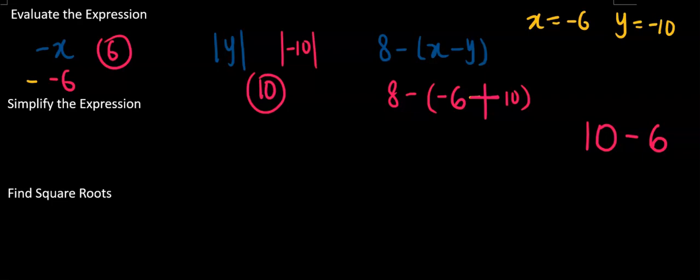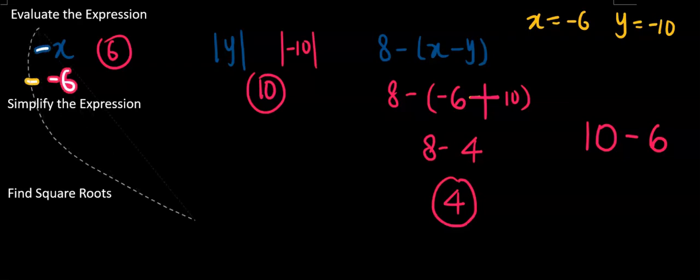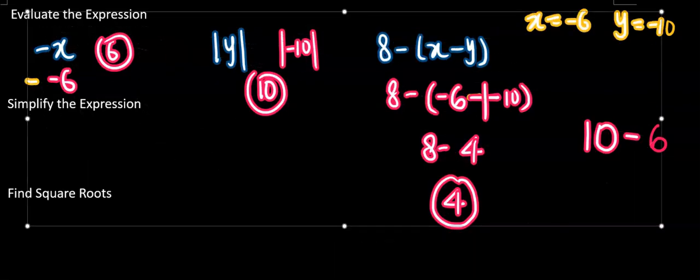Okay, so 10 minus 6, that is 4. Copy down 8 minus 4. Our final solution is 4. All right, we just completed task 1. Let's look at the next one.